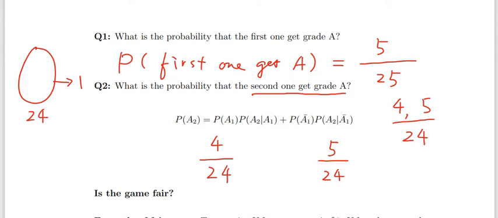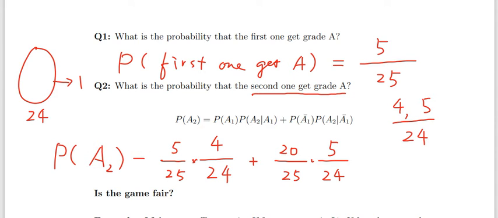So we need to multiply by the probability that this thing happens. This thing happening means the first one gets a grade A, plus this case, the first one does not get A. Not getting A means we have 20 other grades, not A. So this is the probability for the second one getting A, which we denote A2. A2 stands for the second one gets A.